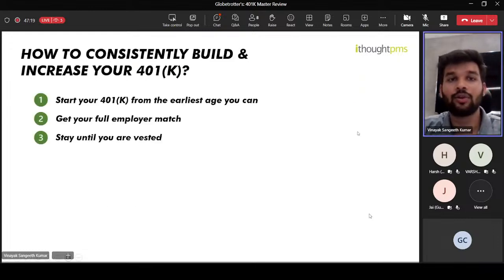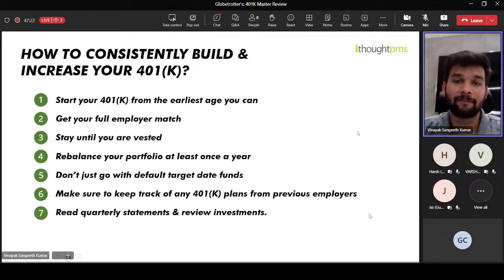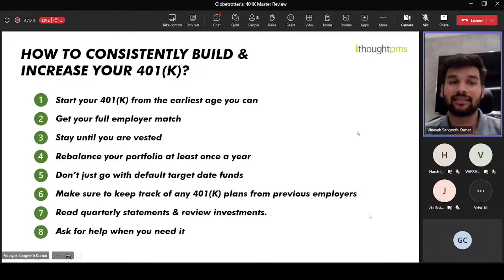So, how do you consistently build and increase your 401k? As we saw, start your 401k from the earliest age you can. If your employer is providing a 401k plan, try to participate in it and get the full employer match. Speak to your HR and financial team and find out the company clauses and rules to participate in the employer match, and stay until you're vested. As I said, some companies have a vesting schedule, so maybe four or five years down the line you get the entire employer contributions that you have accumulated so far.